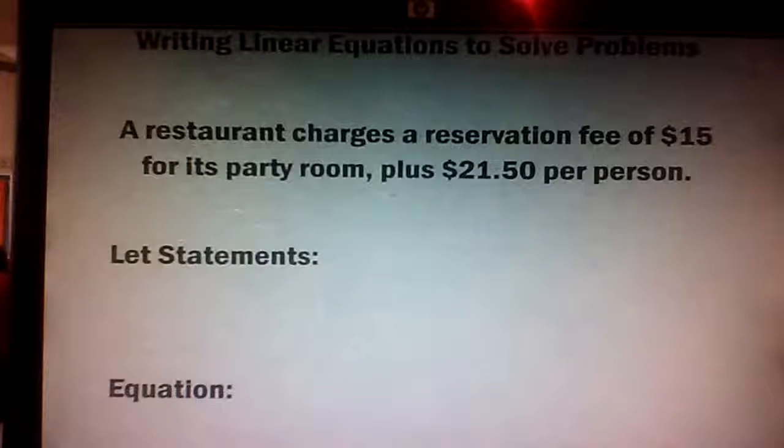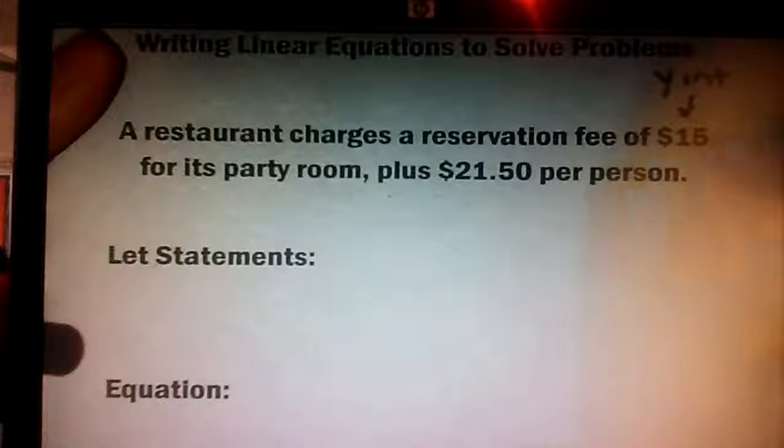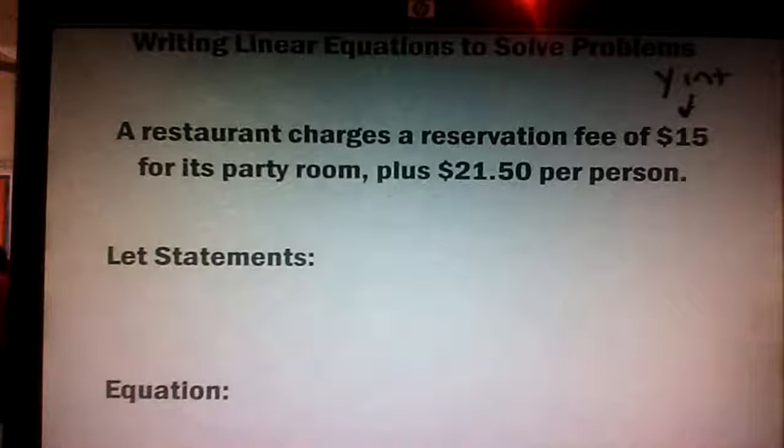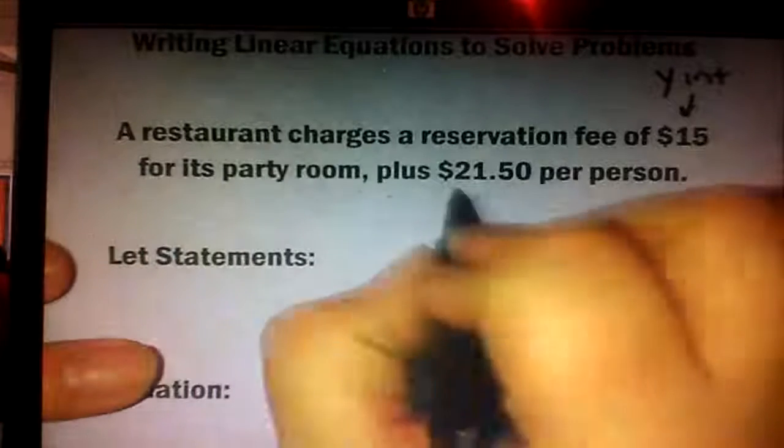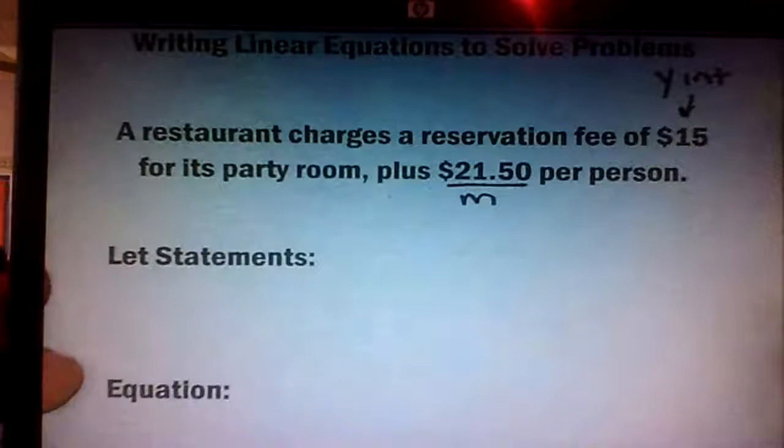Okay, so what is the base fee? What is never gonna change? $15. So that is gonna be your starting point. That's your y-intercept. That's what's not going to change. Okay, so what's my slope then? $21.50. This is your slope.